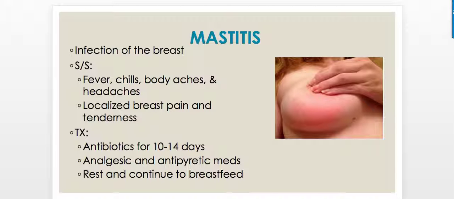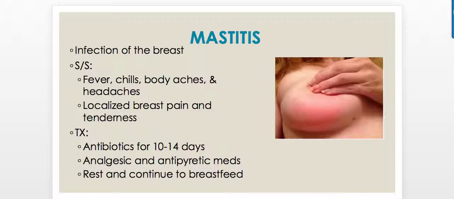Breastfeeding mothers should be taught the signs of mastitis before they're discharged from the hospital, so they need to know when to call their provider if the symptoms occur. The treatment for this normally includes antibiotics for 10 to 14 days and analgesic and antipyretic medication such as ibuprofen. The mother is advised to rest as much as possible and breastfeed or pump frequently. And the reason for this is that she wants to strive to empty the affected side adequately.